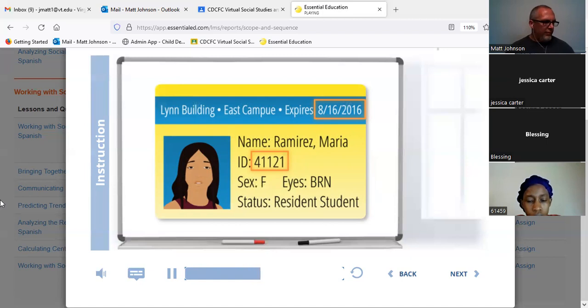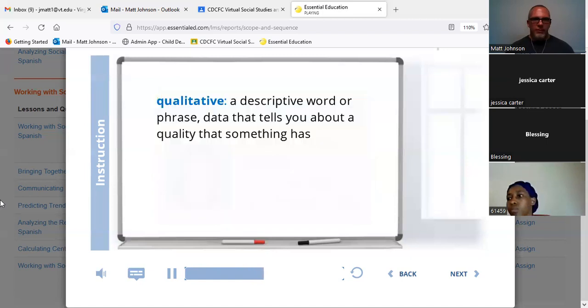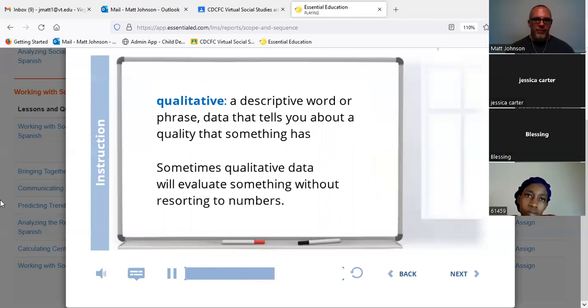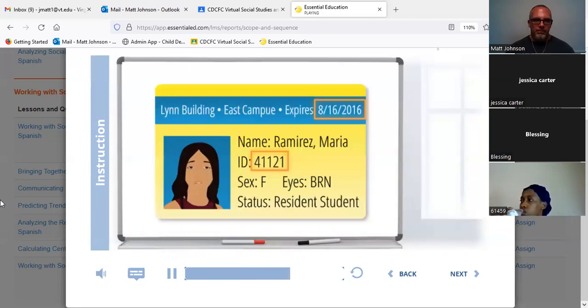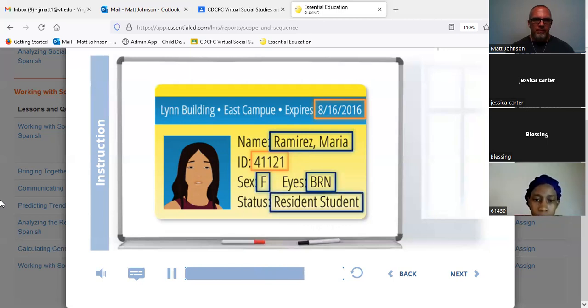Qualitative data is a little different. Qualitative data is a descriptive word or phrase, data that tells you about a quality that something has. Sometimes qualitative data will evaluate something without resorting to numbers, kind of like a letter grade on a report card. You'll see a lot of qualitative data in the social sciences. So let's see here. Yep, there's all kinds of qualitative data on this ID. There's my name. There's also my sex, eye color, and status. I'll circle them in blue.